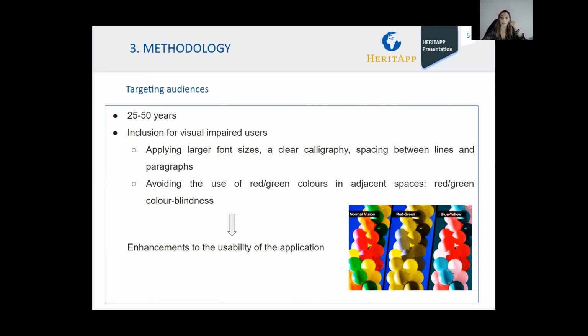And also Heritapp has made an all-out effort to offer an inclusive application. We just want this application to be for everyone, and particularly for visually impaired users. That's why, as you can see, we have implemented some strategies like applying larger font size, a clear calligraphy, and space in between lines. And also, to avoid problems with red-green color blindness, we have avoided the use of red and green colors in adjacent spaces. That will enhance the usability of the application.